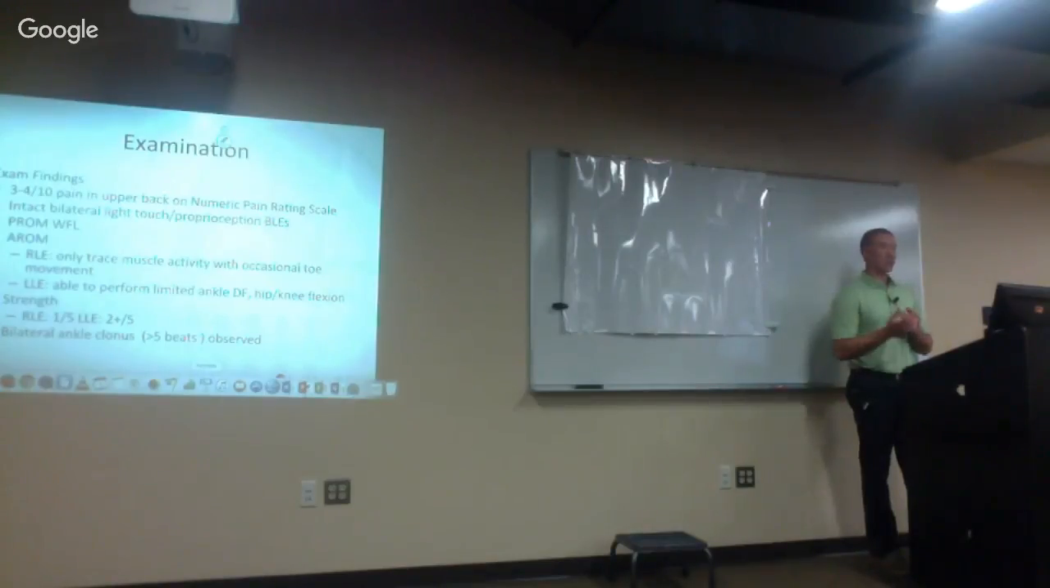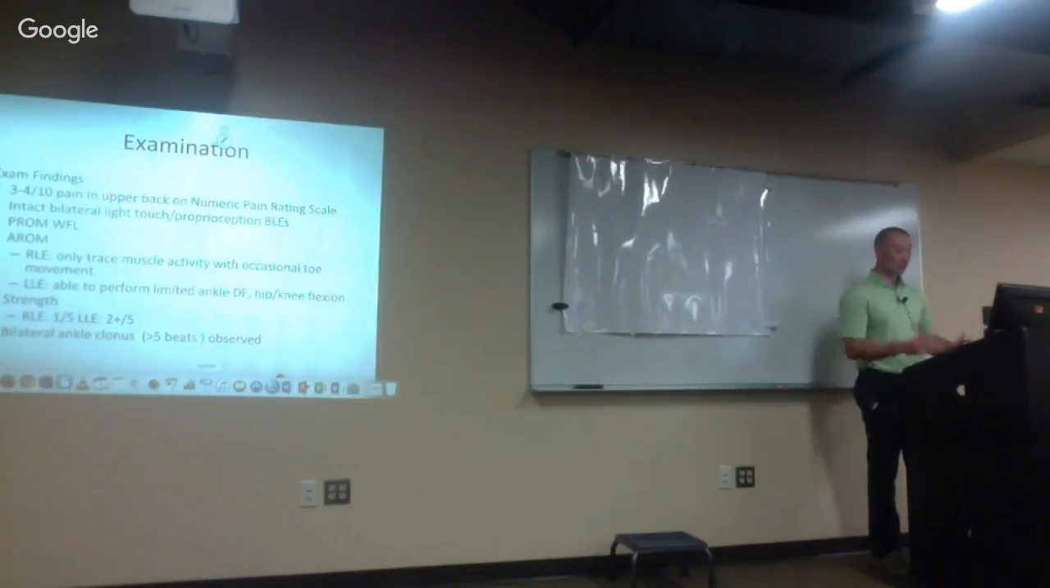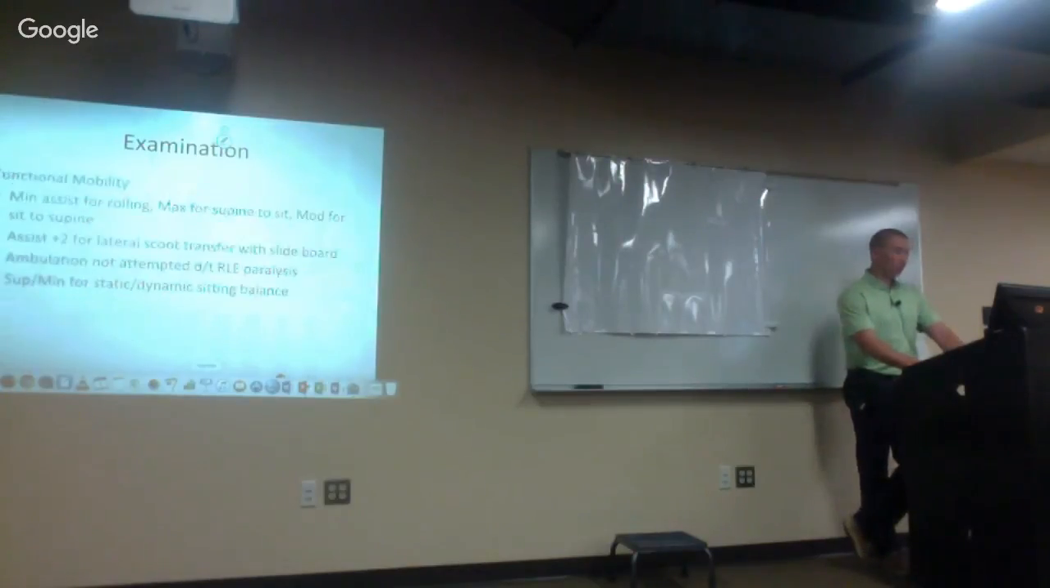Left lower extremity was 2+. And I did check ankle clonus as well, and it was greater than 5 beats on both sides. So the spasticity, or the clonus, had gotten worse since the neurology consult.